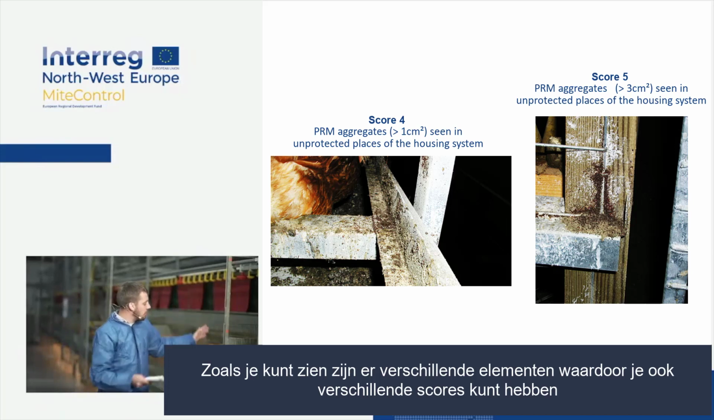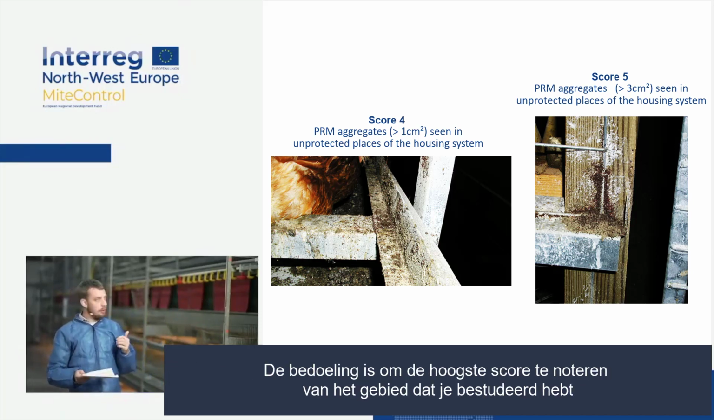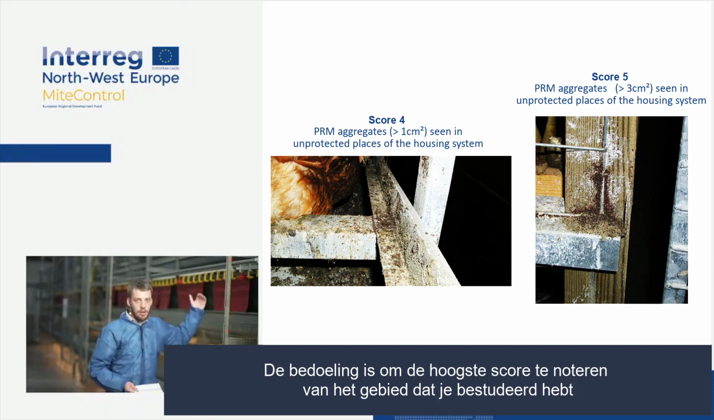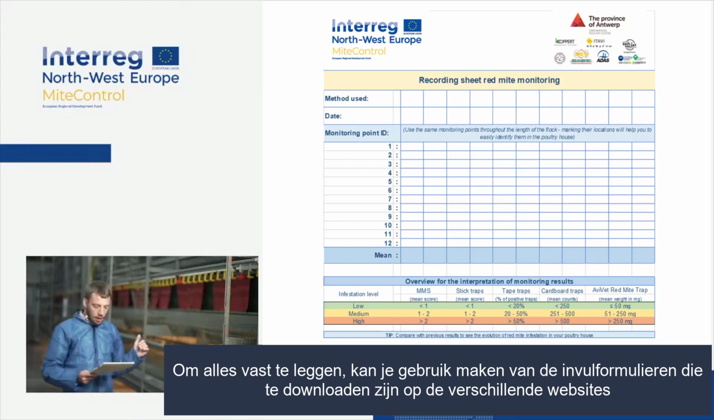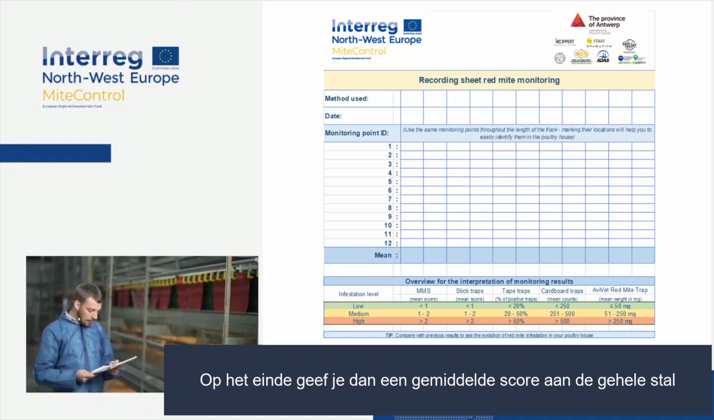So as you can see, there are different elements, so you might have different scores. So the methodology is to select the highest score of all the areas you've been looking at. To record everything, you can use these scoring sheets that are going to be available for download on the different websites. And you give at the end an average score for the whole building.